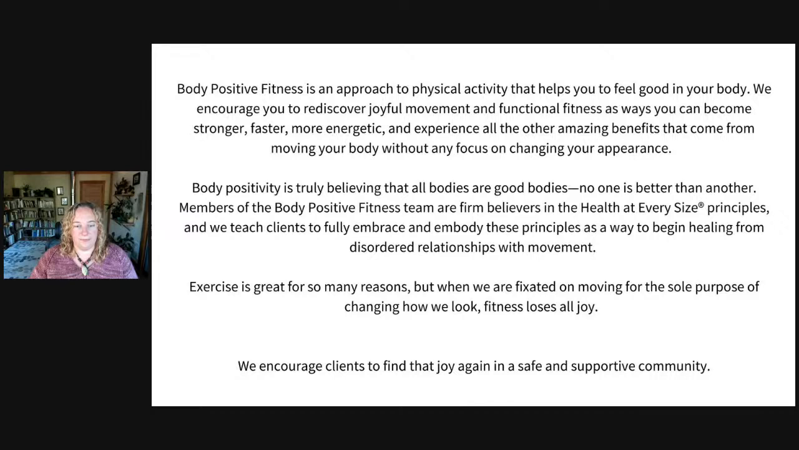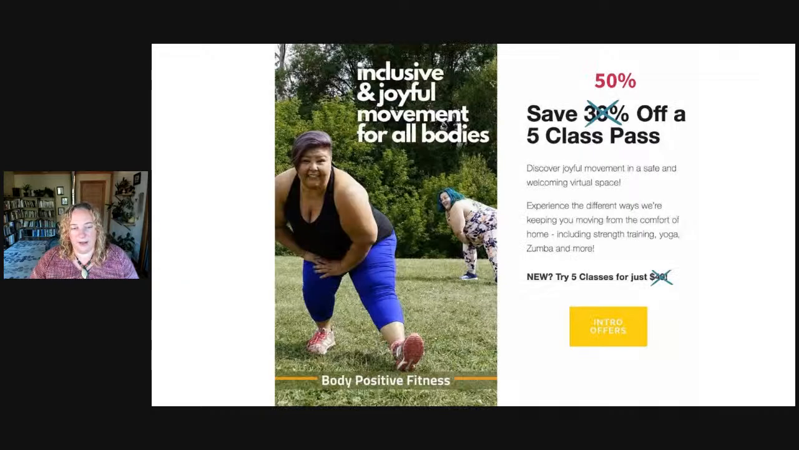So, yeah, and they say, exercise is great for so many reasons, but when we're fixated on moving for the sole purpose of changing how we look, fitness loses all joy. And lastly, we encourage clients to find that joy again in a safe and supportive community. So I love this organization or business. They're fabulous.